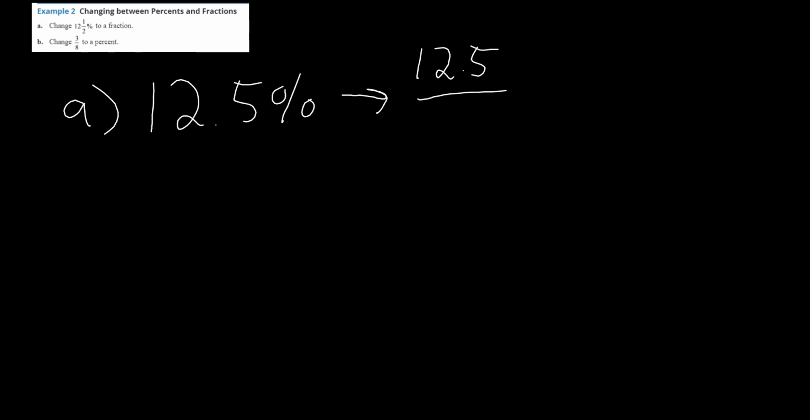So, changing between percents and fractions. A, we change 12.5% to a fraction. So how do I change 12.5% to a fraction? Well, we know that 12.5% is simply 12.5%. We said what we do is we put it over 100, so we're going to say 12.5 over 100.